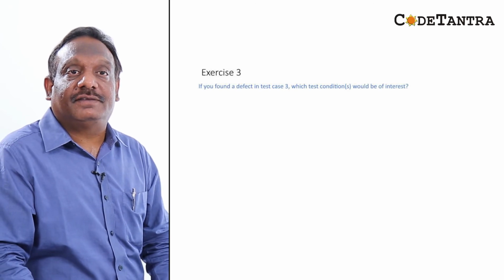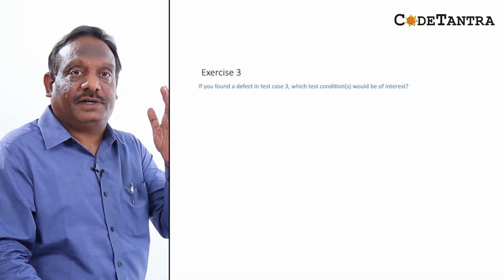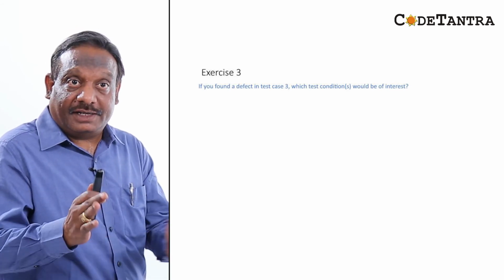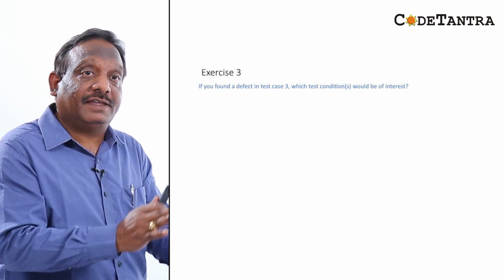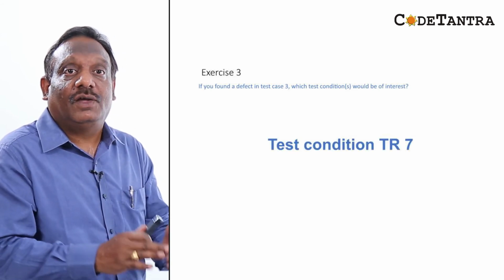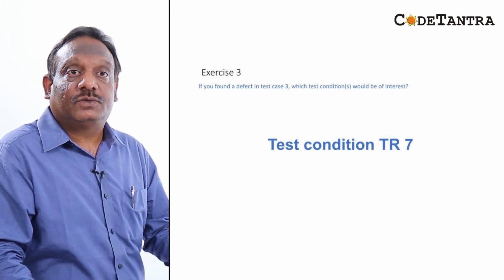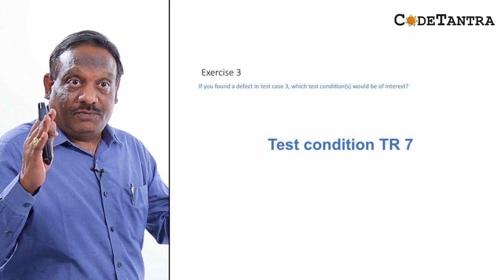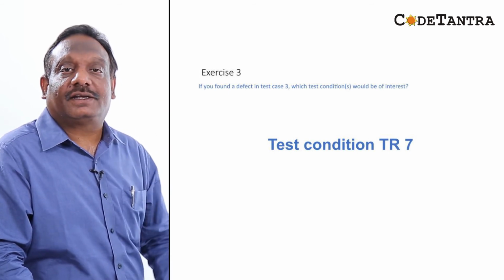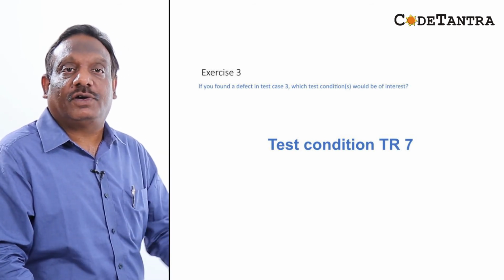The third part of the exercise is: if you find a defect in test case 3, the non-existent password case, which test condition would be of interest? That is what you have to do. In fact, if you look at the previous exercise, one of the missing test conditions was TR7, the test condition where the password is non-existent; the condition had not been identified while you were doing test analysis. So the answer here is simple. If you find a defect in test case 3, you have to look at whether test condition TR7 has failed, and maybe that is linked to a particular requirement. That is what you have to do.